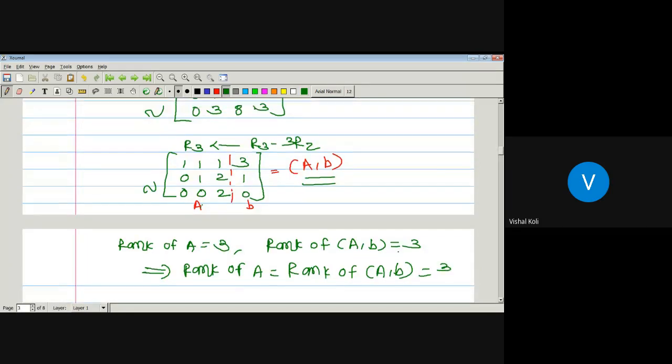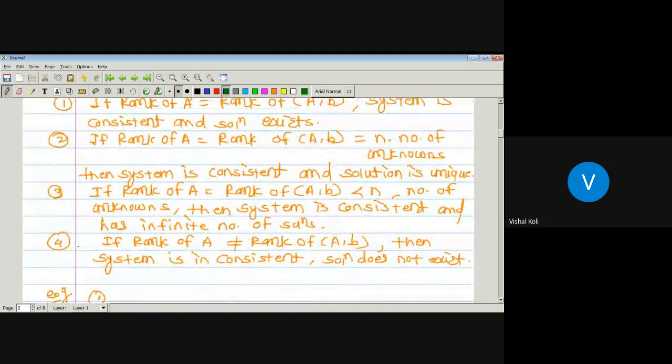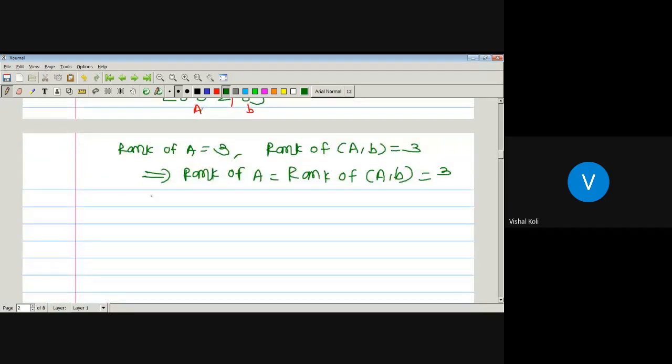Now we have to see that case. This one, the second case. Here the rank of A is equal to the rank of AB, and which is equal to the number of unknowns, and hence the system is consistent and the solution is unique. It is consistent and has a unique solution.